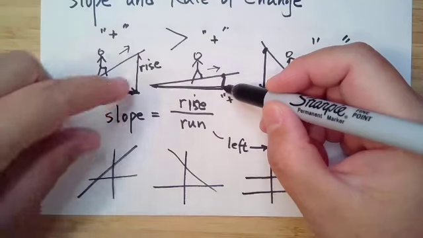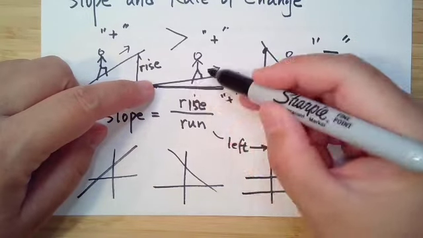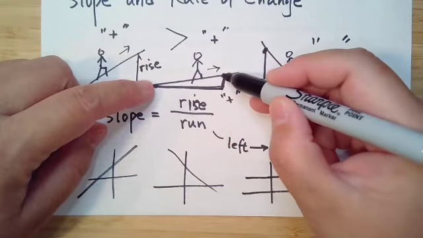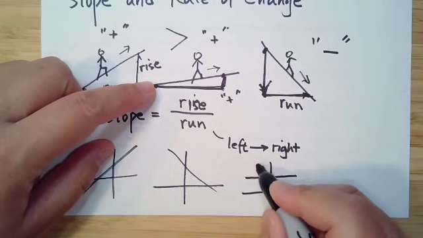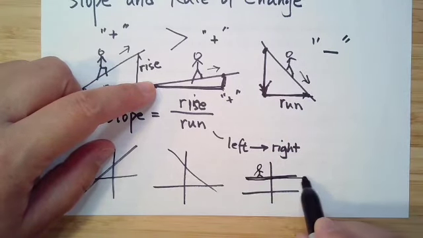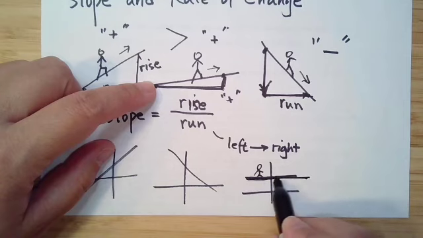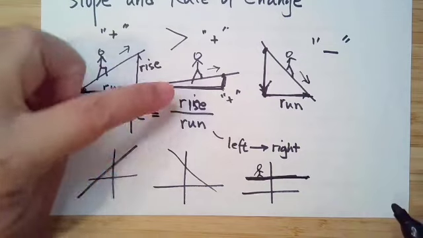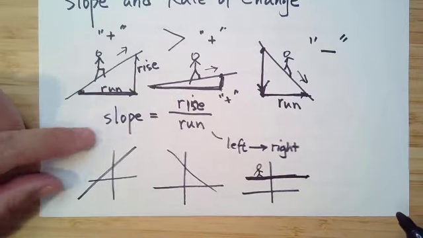You look at this guy. So he's going from here to here. If that goes down to here, if it's flat, so he just keeps walking, right? There's run from here to here, but no rise. So rise is 0. The numerator is 0. So the slope is 0.